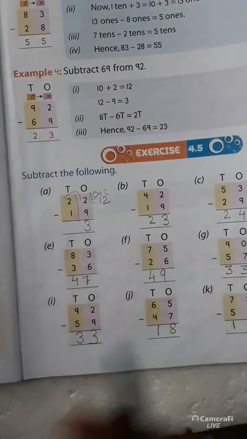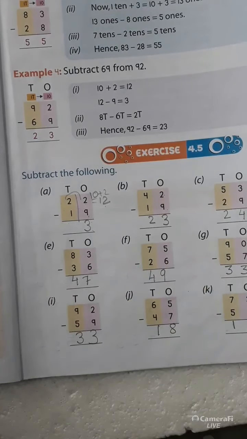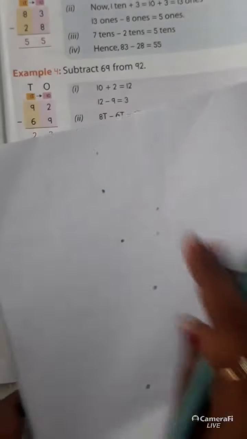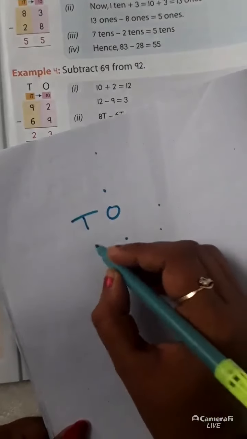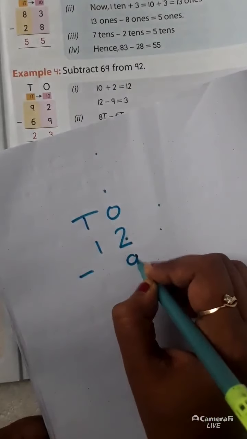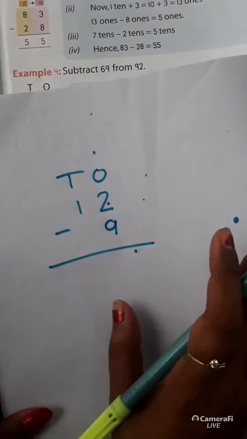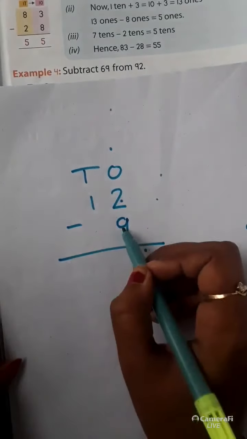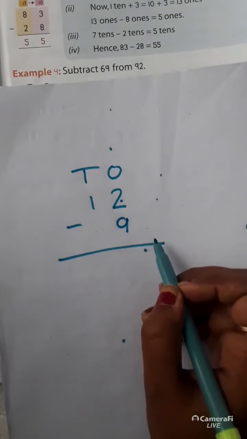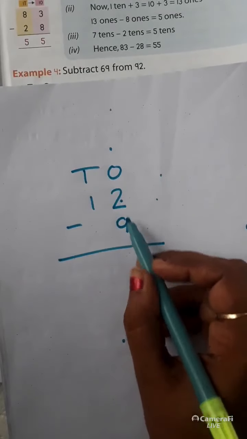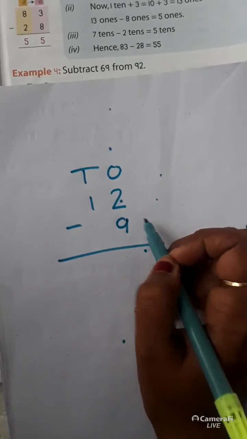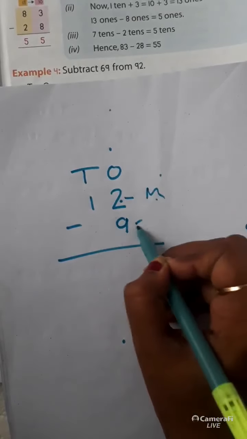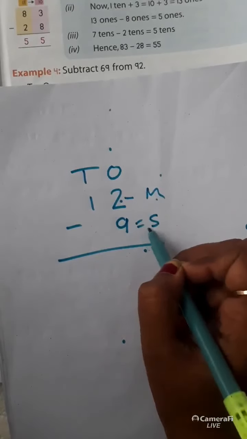I am showing you this in your copy also. You see, tens, ones, 12 minus 9. This is the question which you need to solve. So what I will do? As I told you, it is not possible to subtract a bigger value number from a lesser value number. Okay, because you see, this is the minuend and this is the subtrahend. Here the minuend is lesser than the subtrahend.